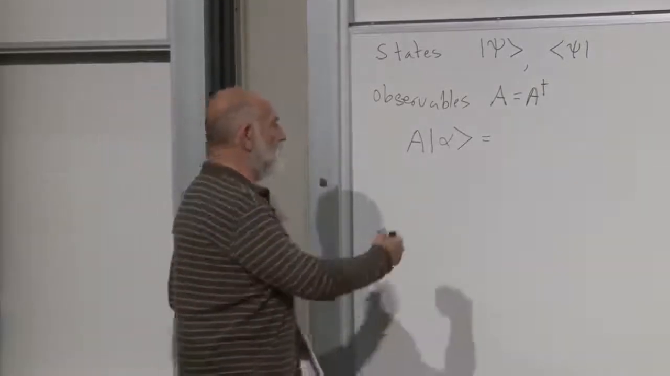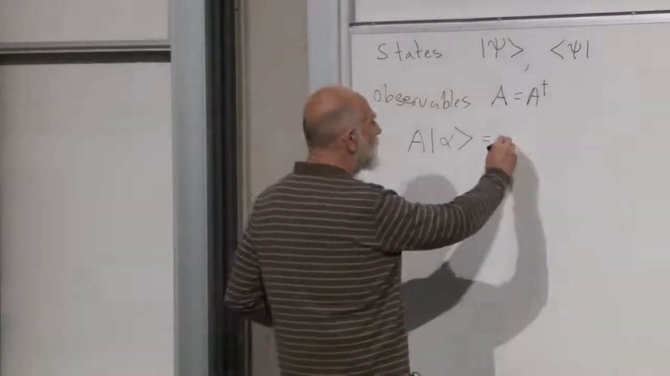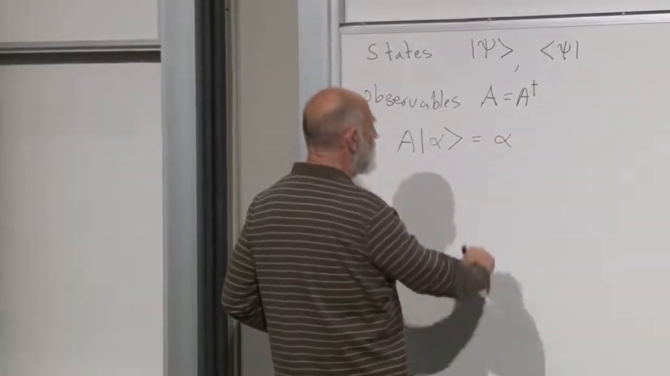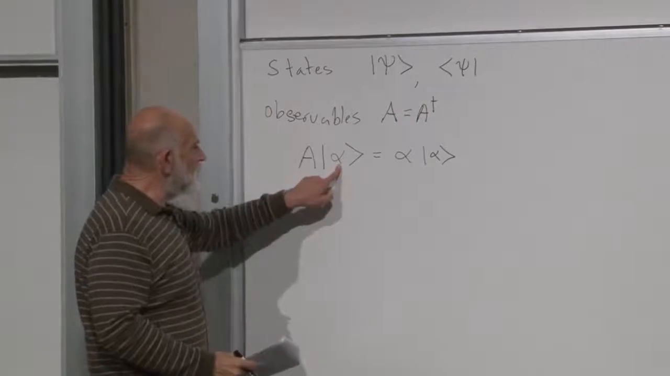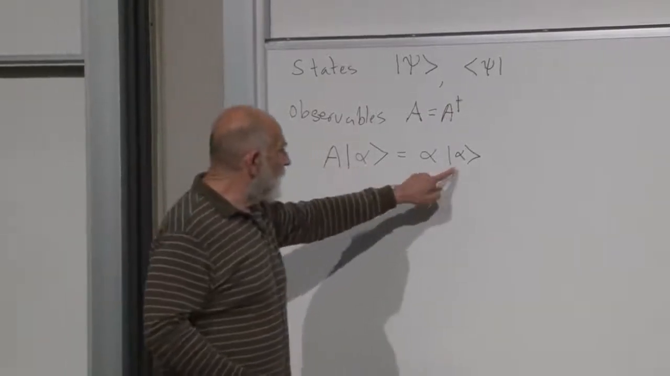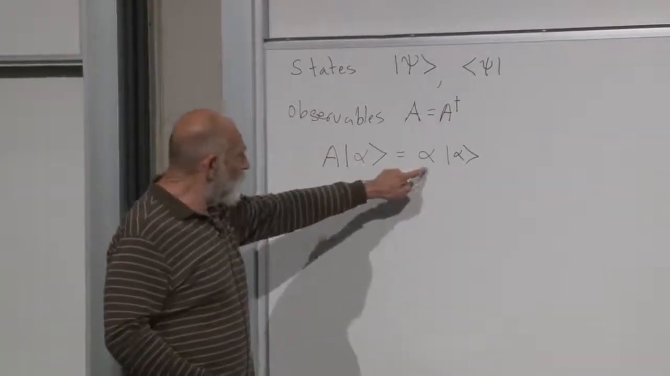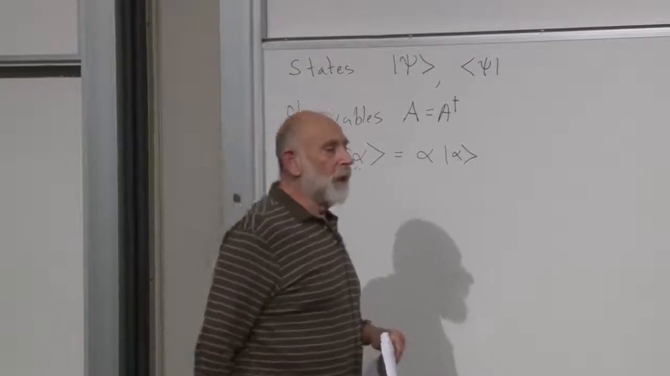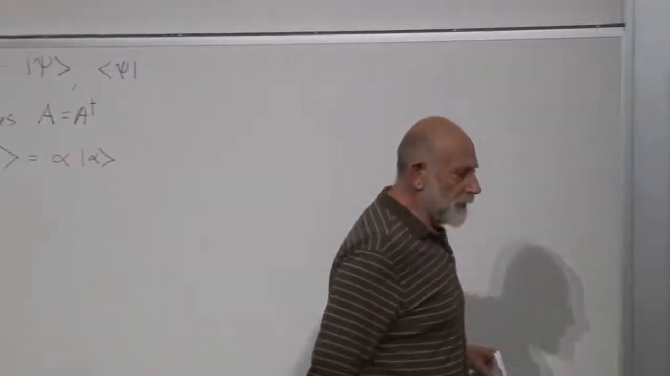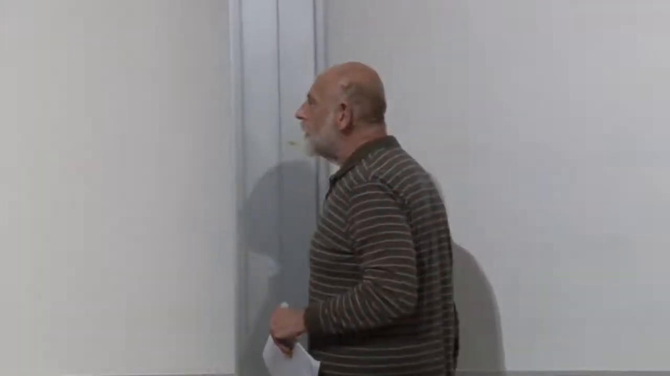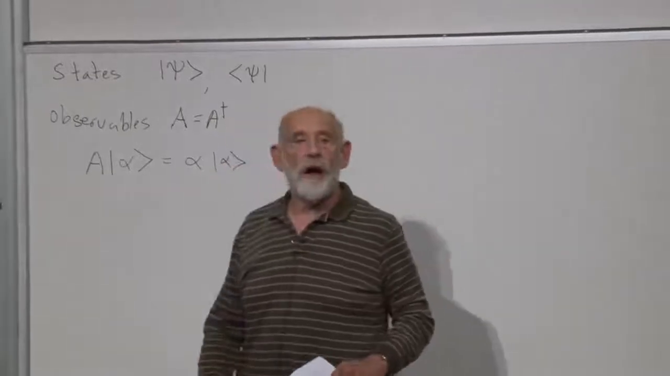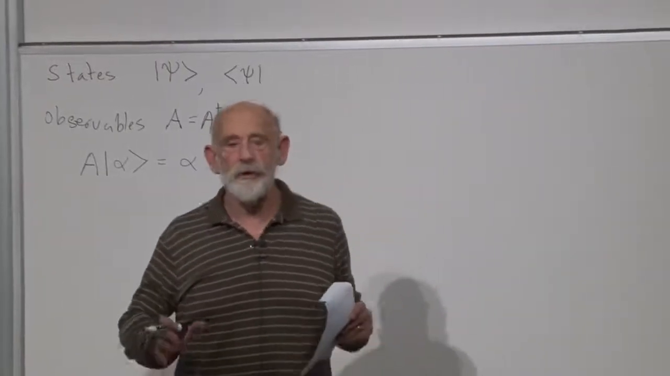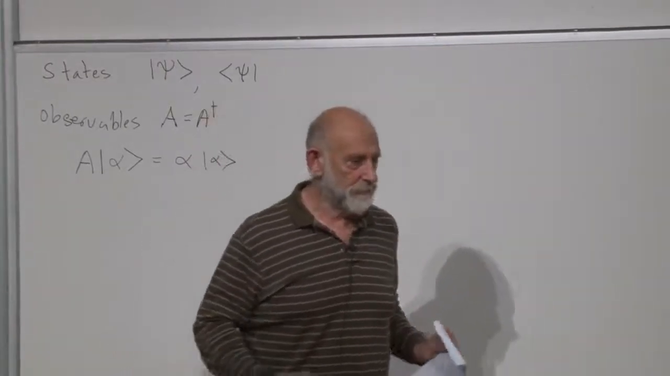In this case, I'm using a redundant notation, the same notation for the eigenvalue and the eigenvector. And this says that the eigenvector alpha is an eigenvector of A with eigenvalue alpha. And the significance of that equation is that, first of all, the set of eigenvalues of an operator or of an observable are the set of possible results of measurement.